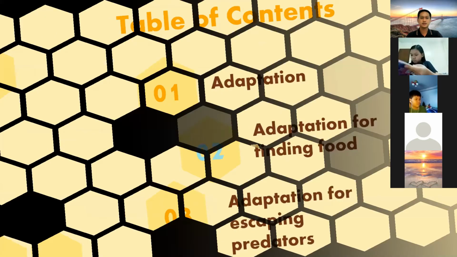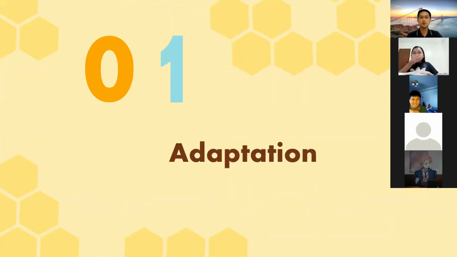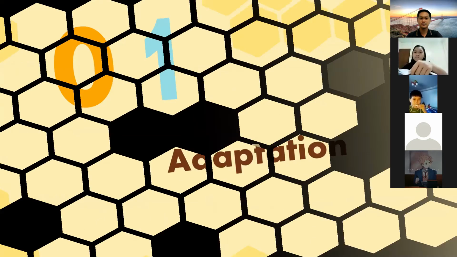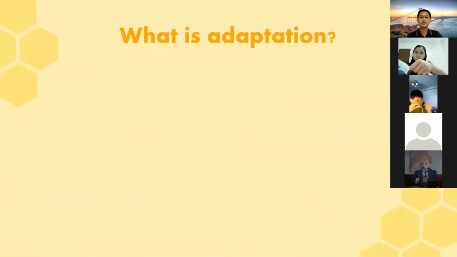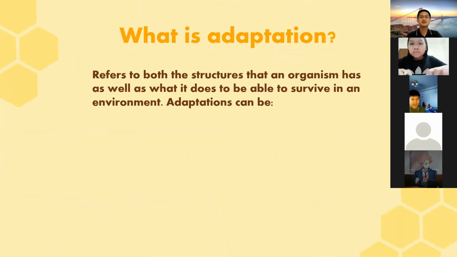Let's start. So for the first one, which is adaptation. What is adaptation? Adaptation refers to both the structures that an organism has as well as what it does to be able to survive in an environment.